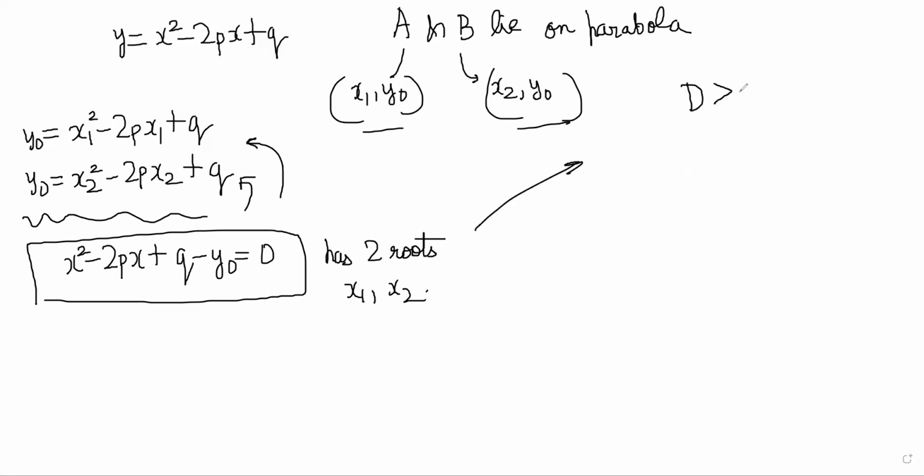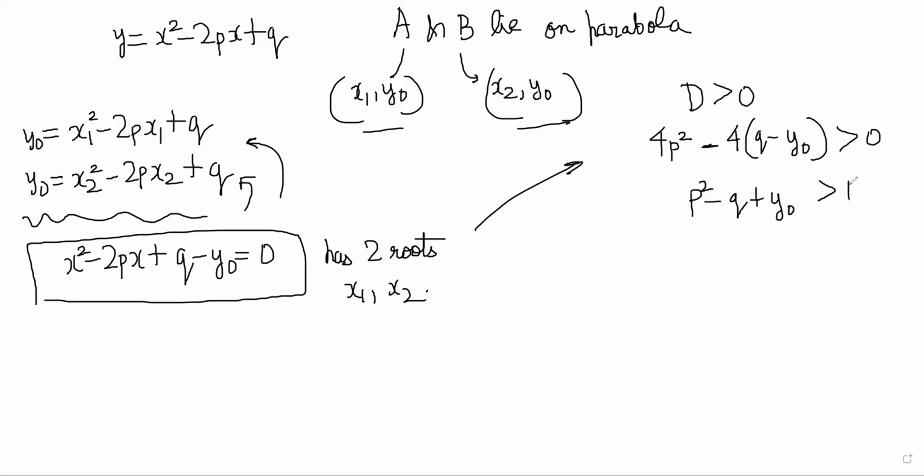We can say the discriminant should be greater than 0. And if the discriminant is greater than 0, that becomes 4p square minus 4 times (q minus y0) is greater than 0. That becomes basically p square minus q plus y0 is greater than 0, which means we get y0 is greater than q minus p square. This is the first condition that we are getting. We are also getting the product of the roots, right? We are getting things like sum of the roots and product of the roots from here.